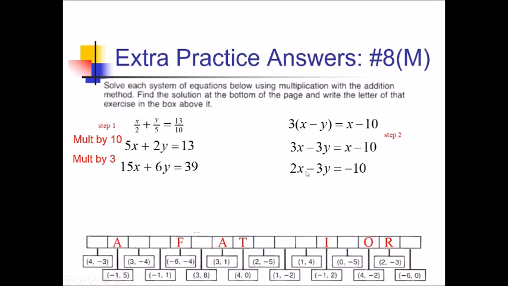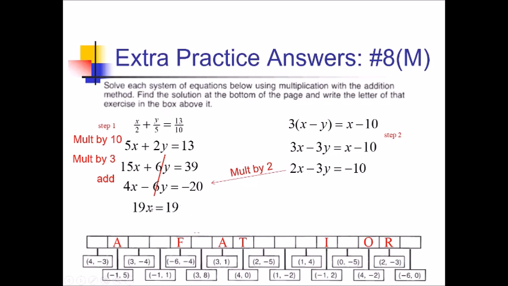And now this other equation, I want this negative 3y to be a negative 6y to cancel this out. So let me multiply this other equation by 2. That gives me 4x, and now we'll have a negative 6y. That's why we multiplied by 2. And then 2 times negative 10 is negative 20. Adding these equations together finally, the y's cancel. We have 15 and 4 giving me 19x, and 39 plus negative 20 is conveniently just 19.